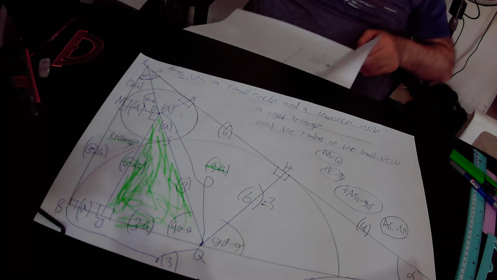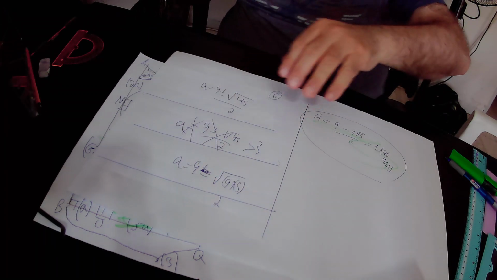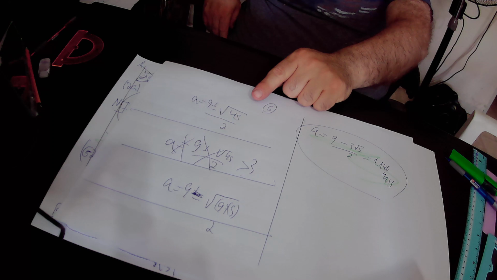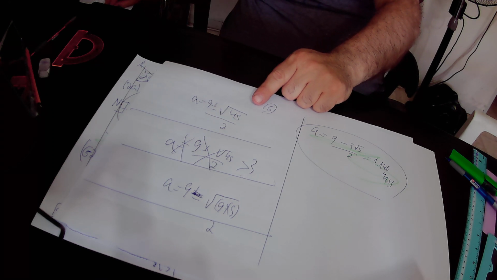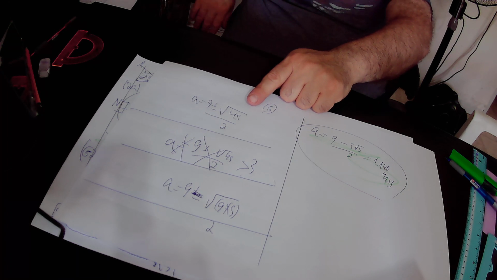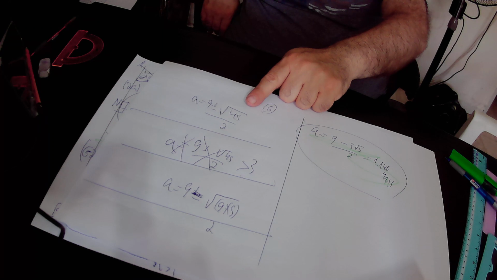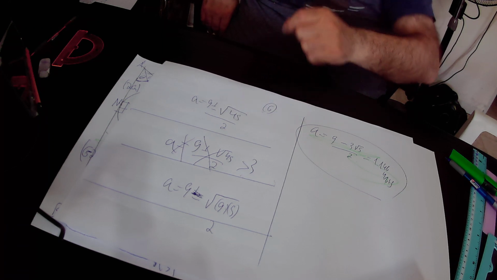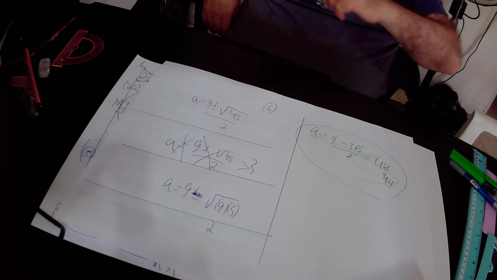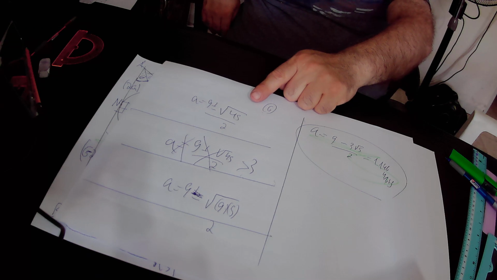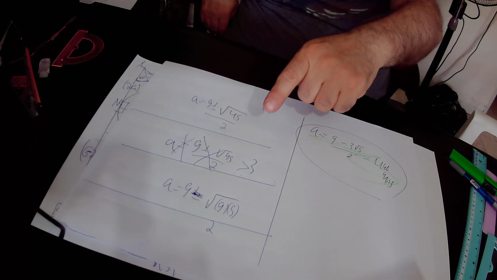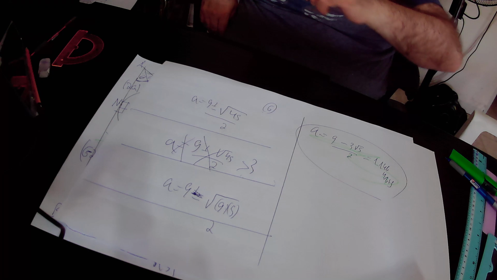So we found out that A equals, inside the root we have 81 minus 36, which is 45. So in other words, we are left only with the square root of 45, divided by 2. So we have here two possible solutions for A. The first solution for A is that A equals 9 plus the square root of 45, over 2.